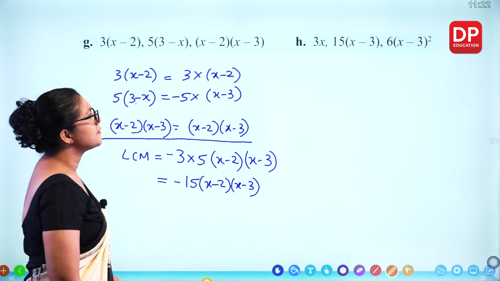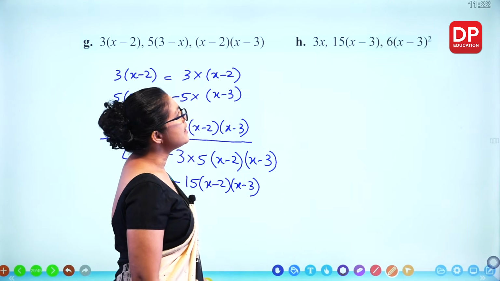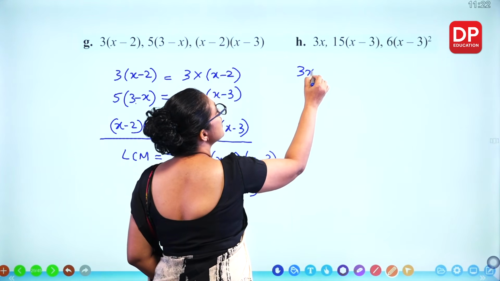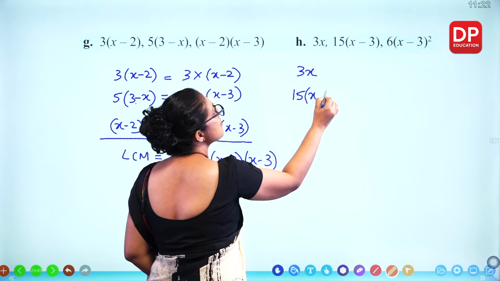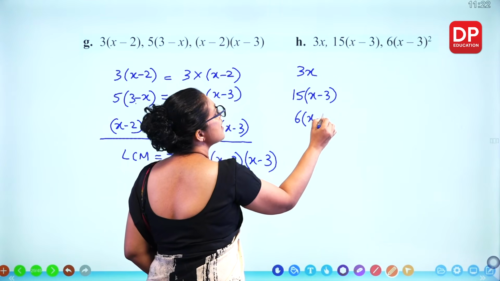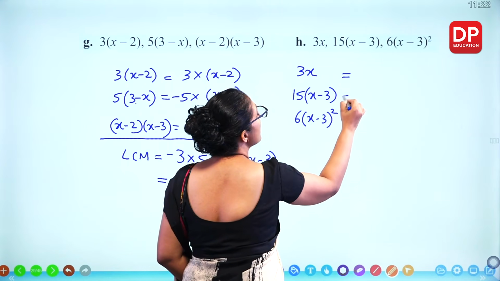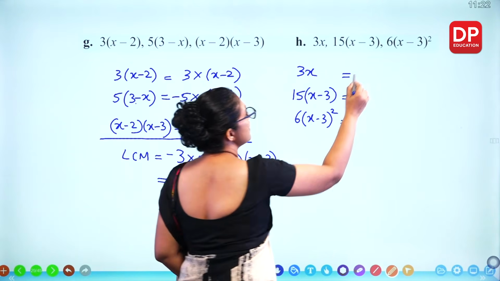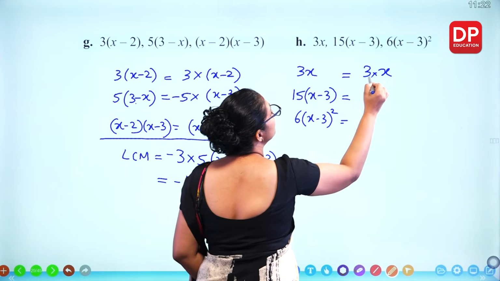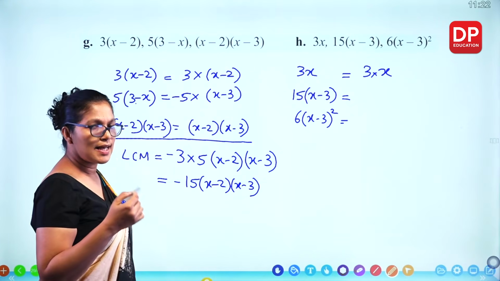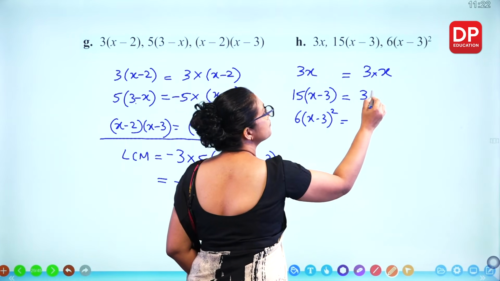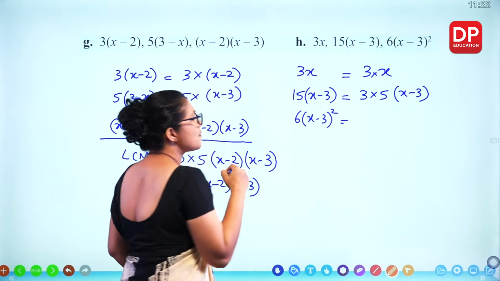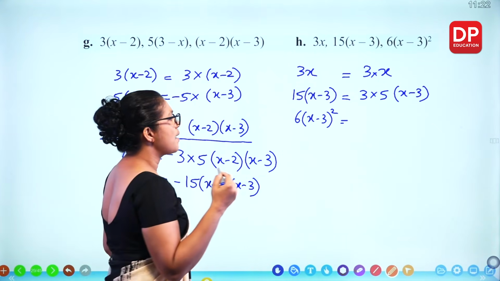Now look at this part. 3x, 15x minus 3 and 6x minus 3 squared. So here 3x, 15x minus 3, 6 into x minus 3 squared. Now try to factorize. Write down the prime factors. 3 is 3. So 3 times x. What about 15? 15 is 3 times 5. And x minus 3 is there. What about this one? 6. 2 times 3.